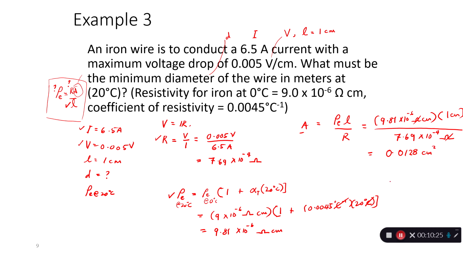The equation for diameter is area equals pi d squared over 4. From this, you rearrange to find diameter equals the square root of 0.0128 times 4 divided by pi. The diameter will then be 0.127 centimeters.